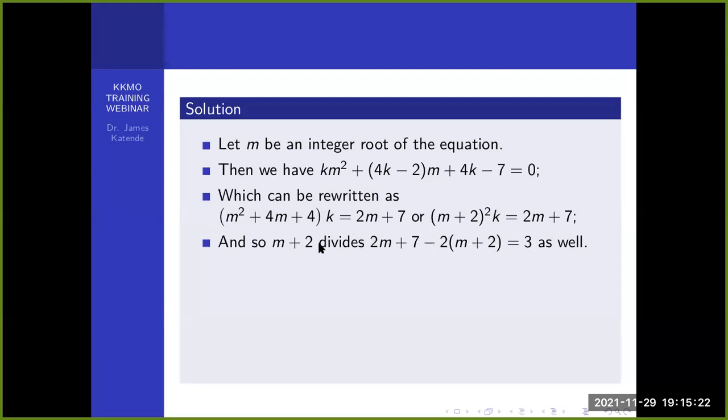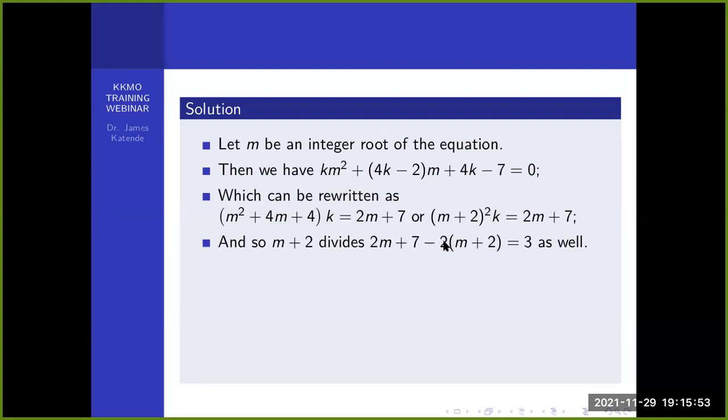So m plus 2, we are looking for a number because everything is in terms of m. If you can find a way to write it out as a number, then it's easy to find the possible values of m. So what we have here is the following. We have 2m plus 7 on that end, and m plus 2 is a factor of 2m plus 7. We already know that m plus 2 is a factor of 2m plus 7. So m plus 2 would be a factor of this term here.